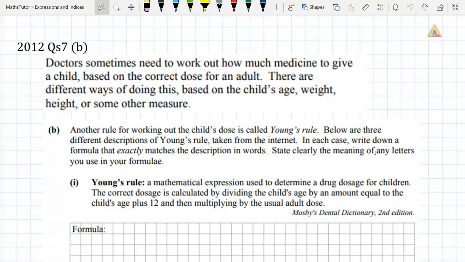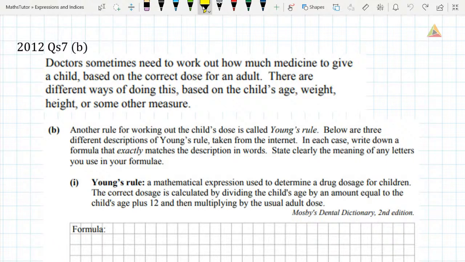So this is from the 2012 paper 1, question 7 part B. The start of the question said, doctors sometimes need to work out how much medicine to give a child based on the correct dose for an adult. There are different ways of doing this based on the child's age, weight, height, or some other measure. So there was part A to this question, but it's part B that we want to look at, which says another rule for working out the child's dose is called Young's rule. Below are 3 different descriptions of Young's rule taken from the internet. In each case, write down a formula that exactly matches the description in words.